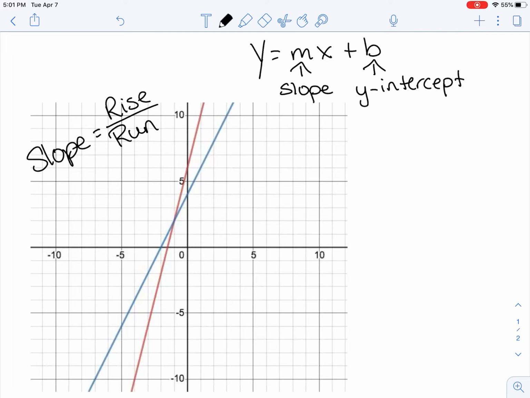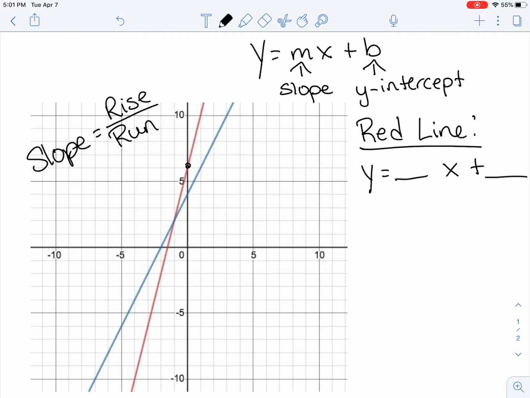All right, so we're going to start with the red equation or red line. And I'm going to write out that base form. Y equals blank x plus blank. So if we look, our y-intercept is when we cross the y-axis, which is right here. So that is 0, 6. So over in our equation, we're going to write plus 6.